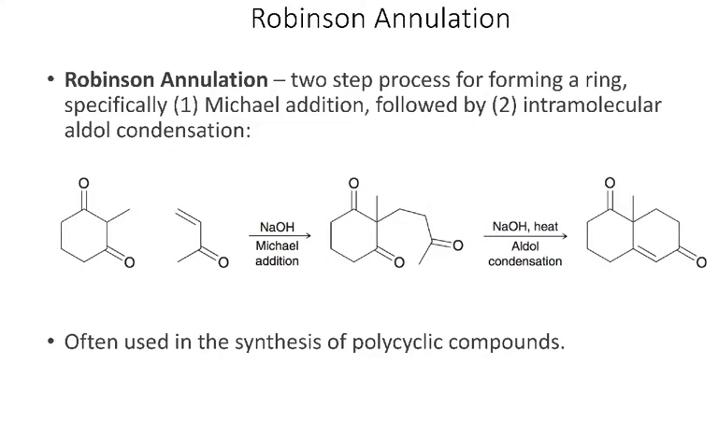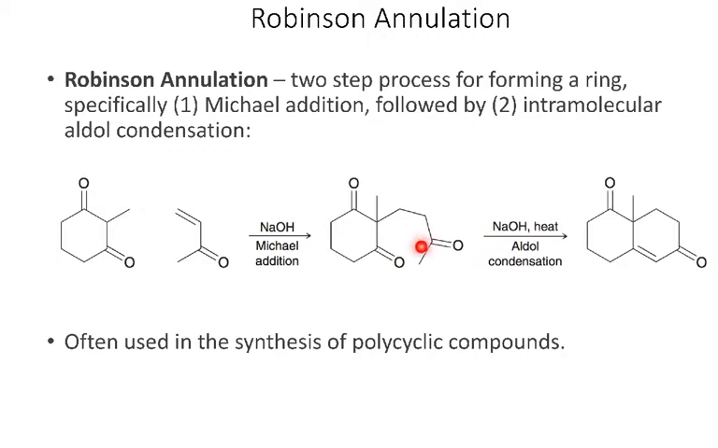Alright, so in this Robinson annulation, I'm first going to do a Michael addition, and I'm going to follow that up with an intramolecular aldol condensation. So for the Michael addition, I need a good Michael donor and a good Michael acceptor. And so when these two react, this is where my stable enolate is going to be. And so the lone pair on this carbon, after I add the NaOH, is going to attack the beta position of my alpha-beta unsaturated carbonyl compound. And so I'm going to form this new bond between my Michael donor and my Michael acceptor. So we're forming this bond.